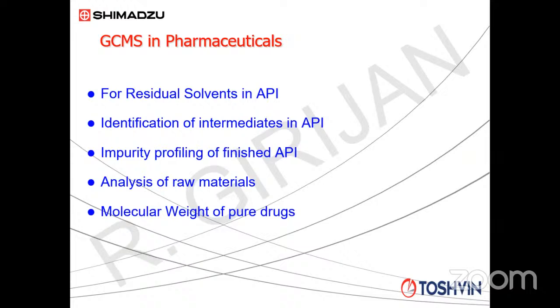Then identification of intermediates in API manufacturing, impurity profiling of finished API, analysis of raw materials, molecular weight of pure drugs, analysis of packaging materials in the pharmaceutical industry, leachables and extractables. There are so many different applications available for GCMS in the pharmaceutical sector.